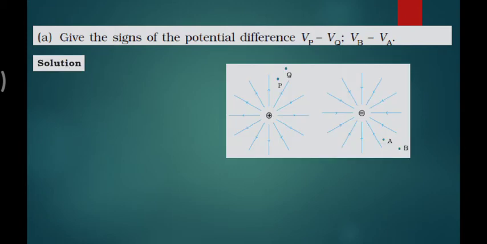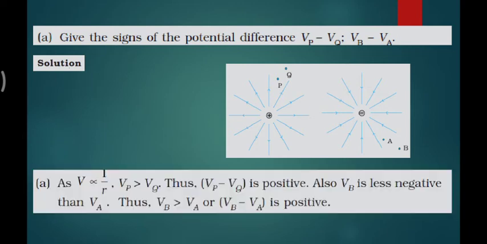So this is the diagram. We will focus first on Vp minus Vq. Which one is bigger, the potential at P or the potential at Q? If Vp is greater than Vq, then the answer will be positive, obviously, like 5 minus 3 gives a positive 2. But how can you say that Vp is greater? You have to give a justification, a reason for that.